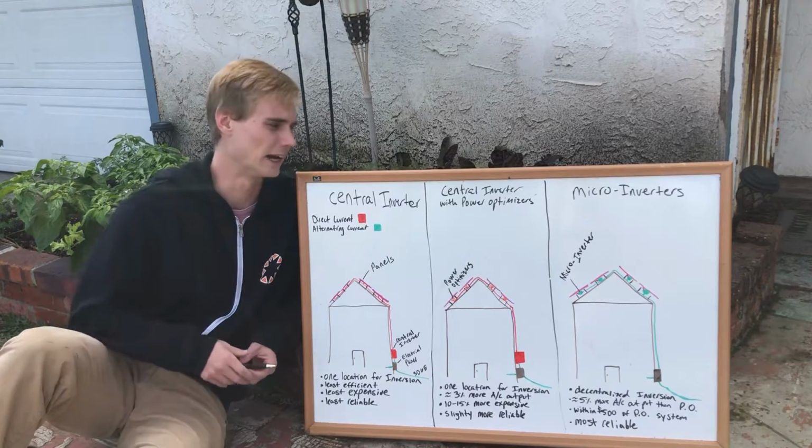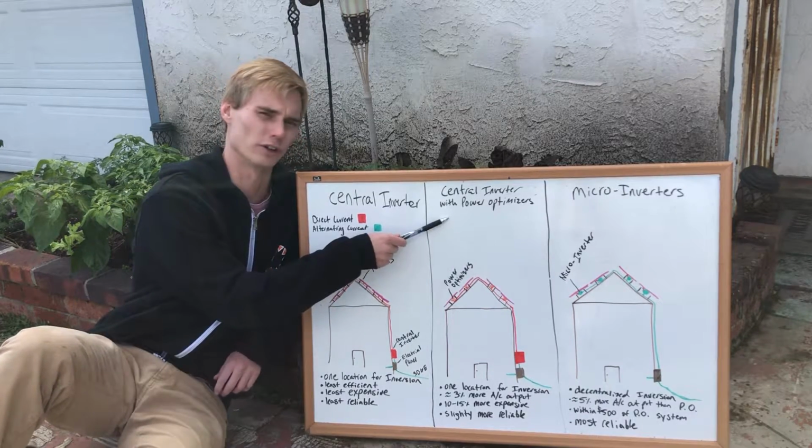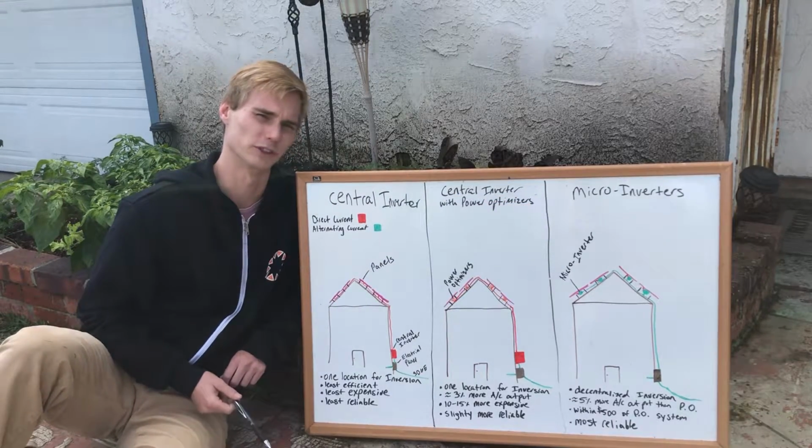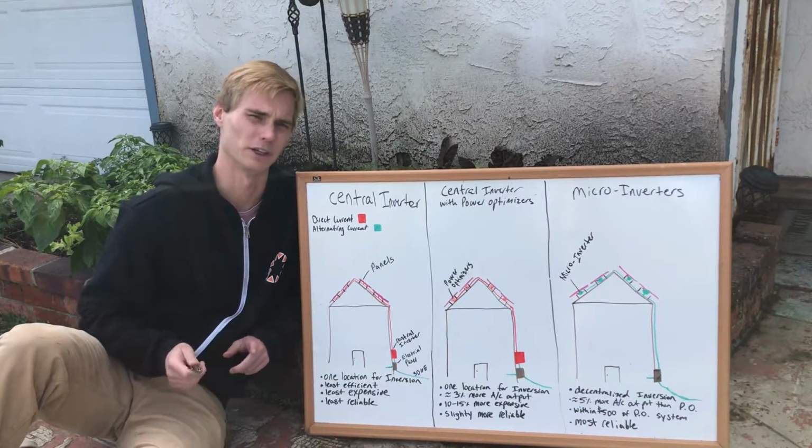Nowadays, there are really two main types of systems that, for residential purposes at least, you're going to be seeing. And that is the central inverter system with the power optimizers, or the microinverter system, which is my favorite, and I'm going to explain why.